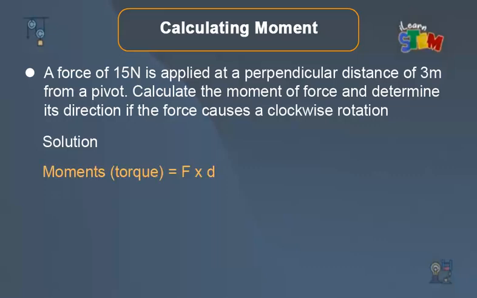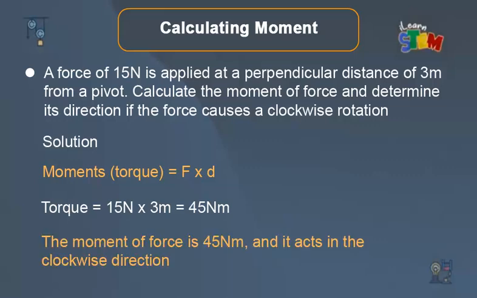Solution: moment, torque, equals F multiplied by d. Torque equals 15 newtons multiplied by 3 meters, which equals 45 newton meters. The moment of force is 45 newton meters, and it acts in the clockwise direction. Since the force causes clockwise rotation, the torque direction is also clockwise. You are doing well. I'm sure you understand it.